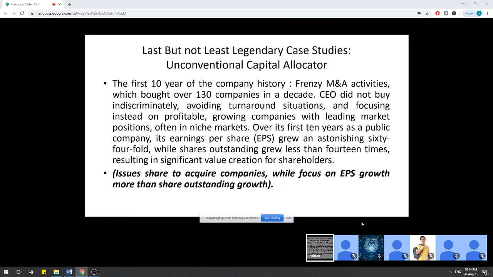But what I'd say is surreal is that all the companies the CEO acquired were profitable, growing companies. So they measured whether earnings per share growth was more than share outstanding growth, because when you issue shares, your shares outstanding keep on increasing. The measure has only one goal in mind: earnings per share growing higher than shares outstanding. By then, the earnings of the shareholder will not be diluted. This is how, in the first 10 years, this management generated wealth for shareholders.